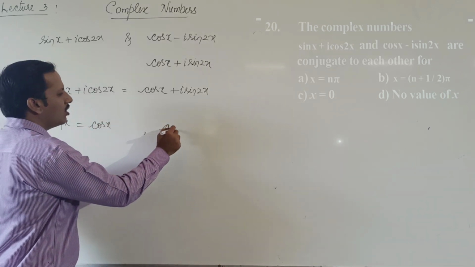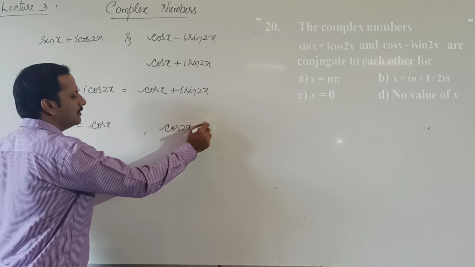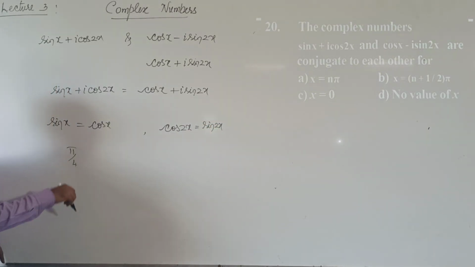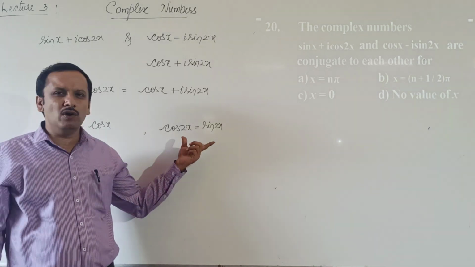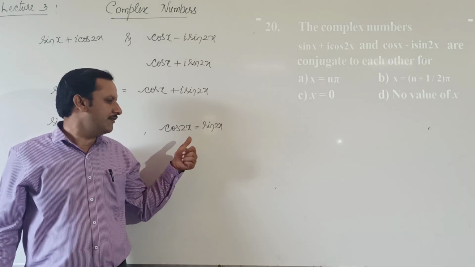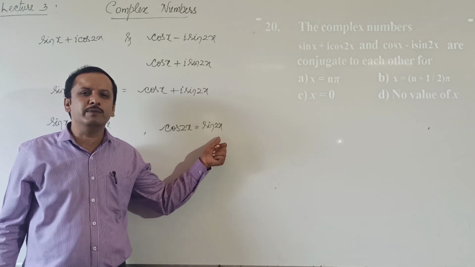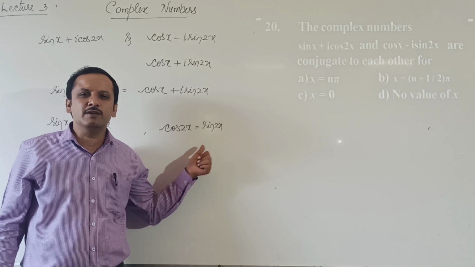And then cos 2x must be equal to sin 2x. sin x is equal to cos x. So then it will happen when x equal to pi by 4. But will it hold good at x equal to pi by 4? If I take x is equal to pi by 4, I am talking about cos pi by 2 is equal to sin pi by 2. Is it true? Cos pi by 2 is 0, sin pi by 2 is 1.